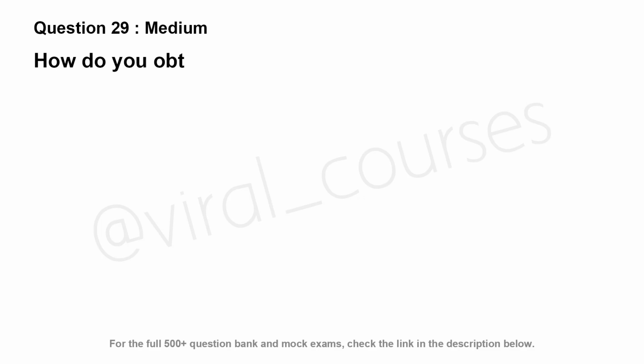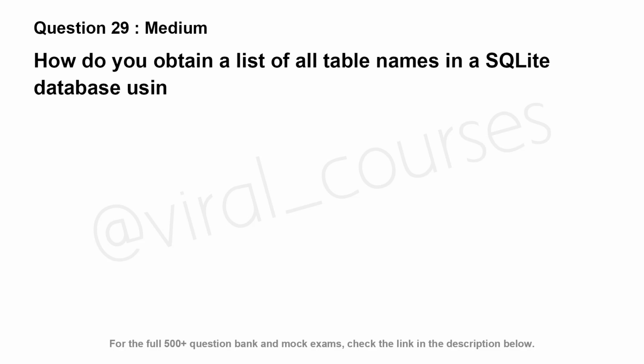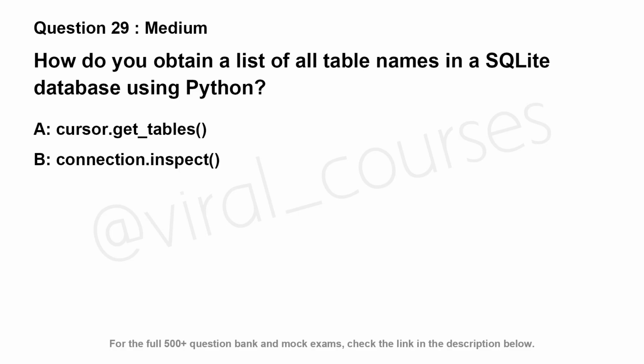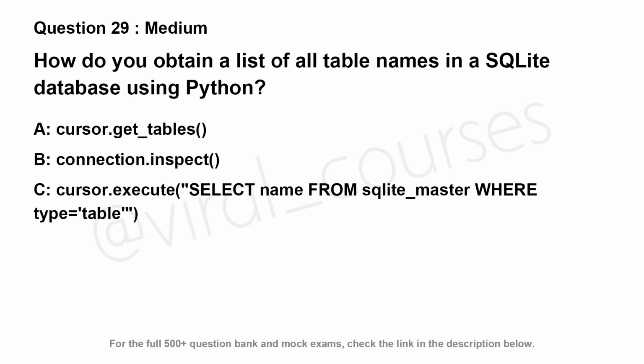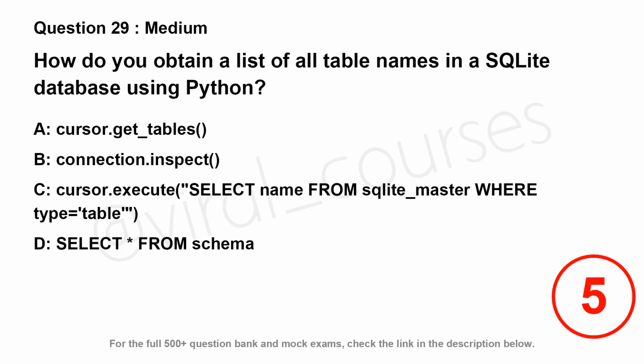How do you obtain a list of all table names in a SQLite database using Python? Option A, cursor.get_tables. Option B, connection.inspect. Option C, cursor.execute("SELECT name FROM sqlite_master WHERE type='table'"). Option D, SELECT * FROM schema.